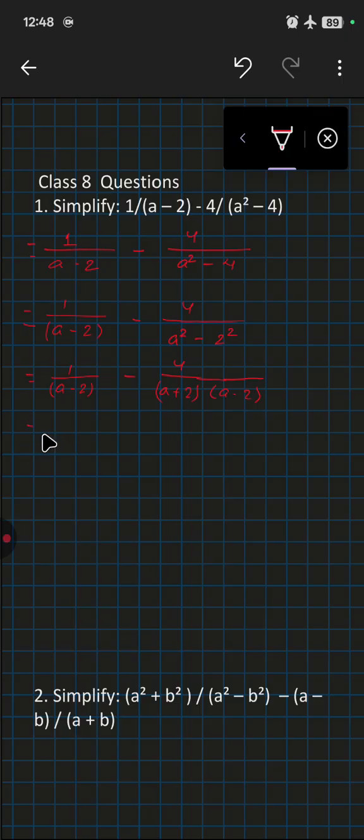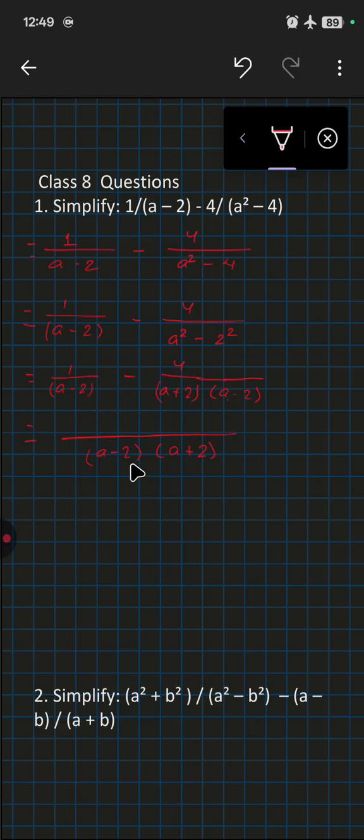We can take the LCM. So the LCM is taken. The matching factor we have to write only once. Now what is remaining is a plus 2, which should also come in the LCM. But in the HCF, we have to take only the common one. So here we have unlike denominators, and that is why we have to take the LCM.